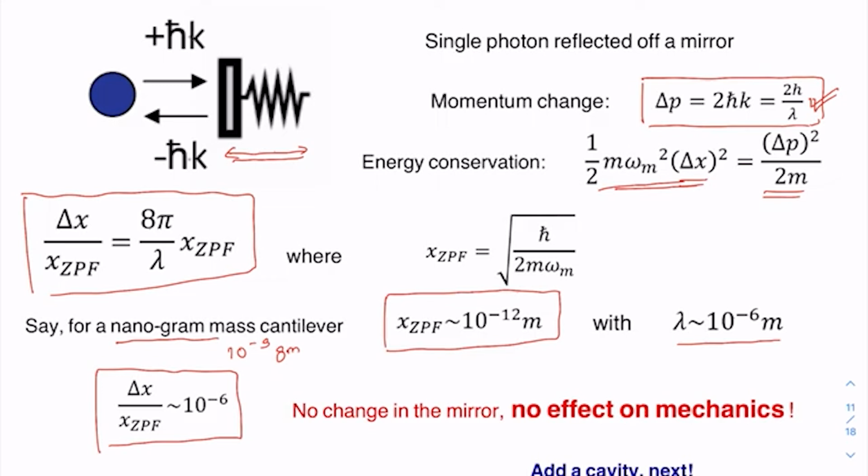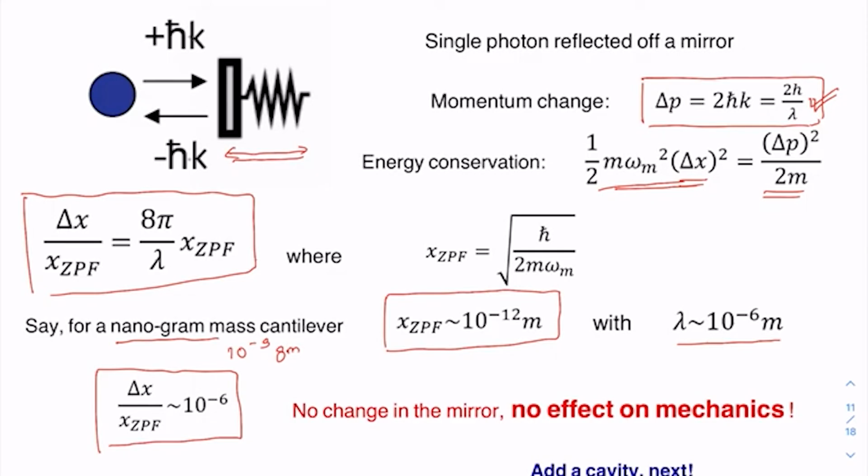What does it mean physically? It means that when a free photon is incident on a movable mirror, effectively there is no change in the mechanics, there is hardly any displacement that we can detect. So to have a sizable impact on the displacement of the mirror, or in order to study useful physics, the displacement of the mirror must be greater than the zero-point fluctuation.